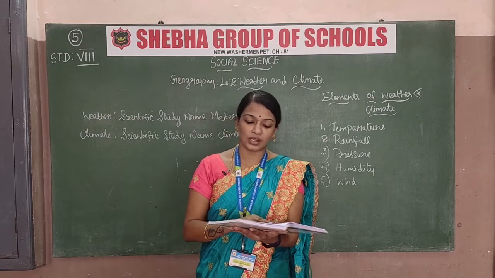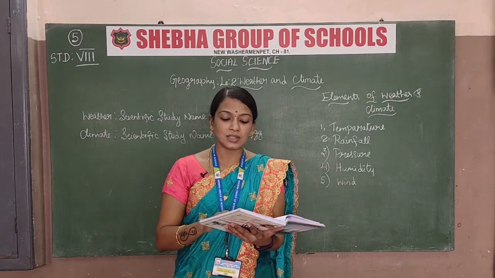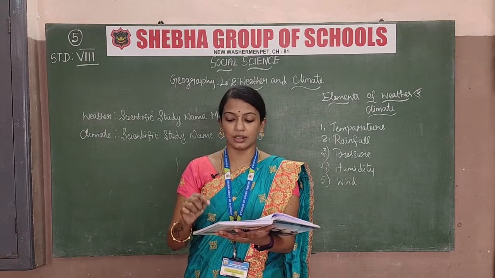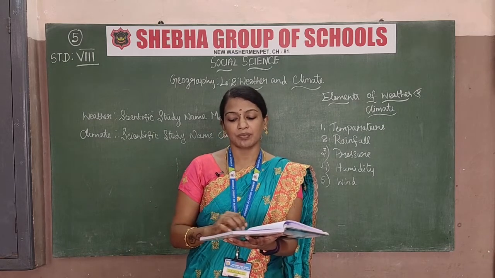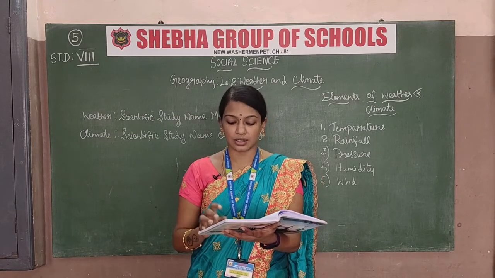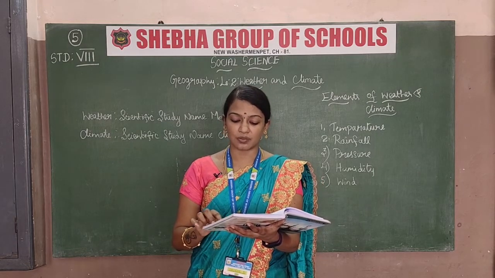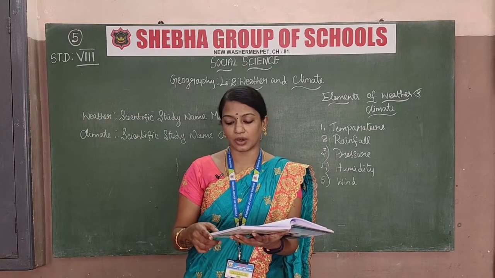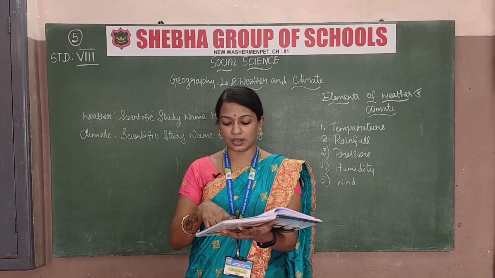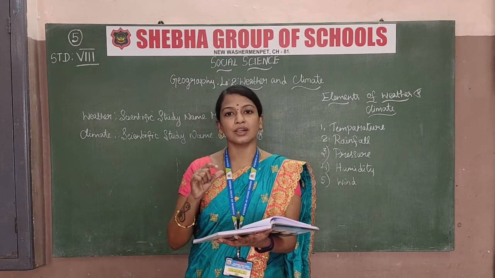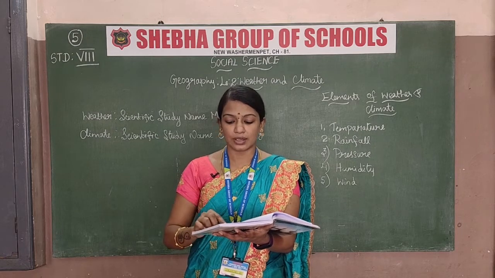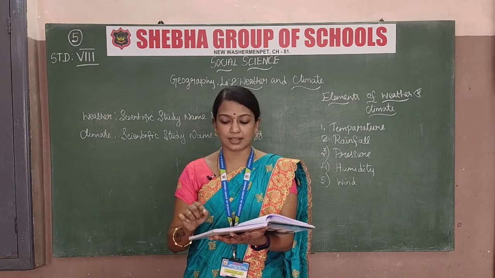And next is the heat zones of the earth. We have 3 zones of temperature on our earth: torrid, temperate and frigid. என்னென்ன இருக்கு, torrid, temperate and frigid. So torrid is the region between the Tropic of Cancer and Capricorn. இதில் direct sun rays விழும். That place is called torrid.